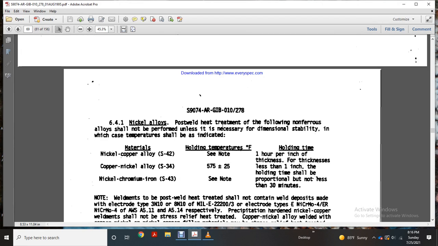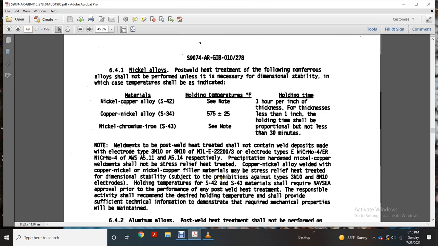Alright, 6.4. Nickel alloys post-weld heat treatment. The following non-ferrous alloys should be performed where necessary for dimensional stability, in which case the temperature shall be as indicated for nickel copper alloys. See note 1, hours per inch of thickness. Chrome, copper, nickel alloy, 575 plus or minus 25 degrees, thickness less than 1 inch, holding time. Nickel chromium iron, 743, S43. See note, proportional, not less than 30 minutes.